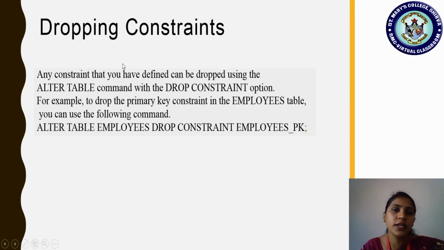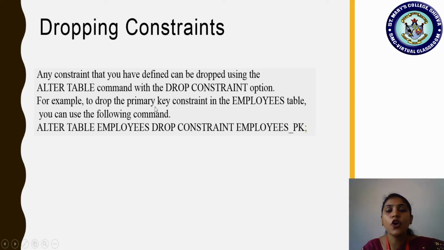Dropping a constraint means, like just now we saw some list of constraints, if you want to remove a constraint that was added to a table, that can also be done. It is obviously done with the help of the alter table command. Any constraint that you have defined can be dropped using the alter table command with the drop constraint option. So if you have added a primary key, not null, unique, or check constraint and want to remove it, you use alter table, followed by the table name, and the keyword drop constraint.